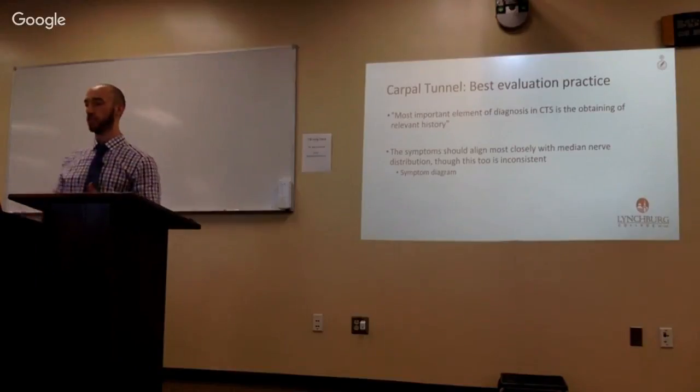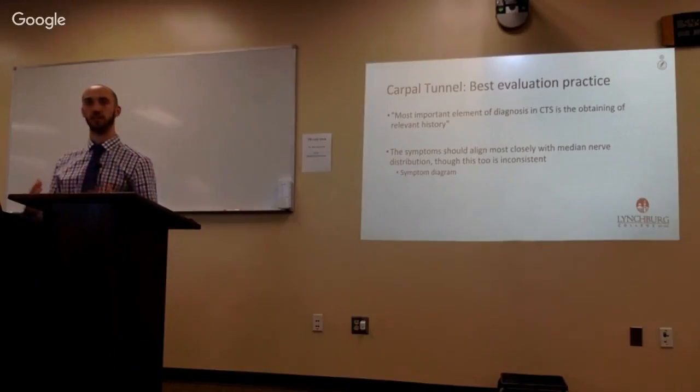The best evaluation practice, according to research, would just be a relevant subjective history. So, do their symptoms, their paresthesias, their pains mimic median nerve involvement? Though our patient's symptom diagram was pretty general, he just drew a circle around the right wrist. With further subjective questioning, it did resemble a median nerve pattern in the hand.